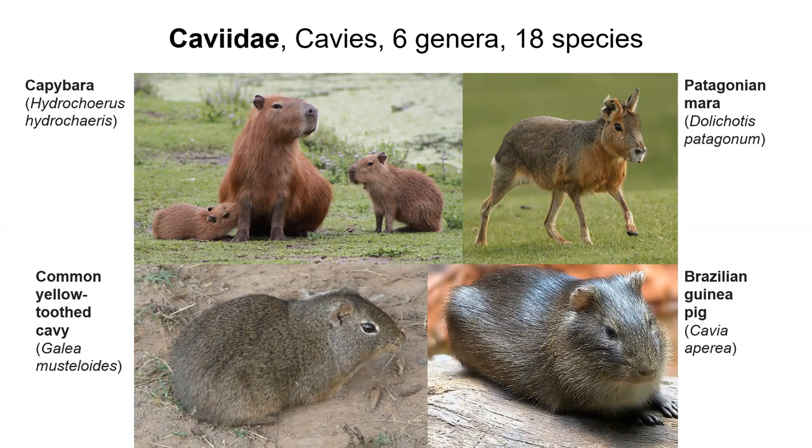South American biogeography and paleohistory is really fascinating. A lot of rodents fill niches of other species. So on the top two, capybara and the mara, those two are grazers that, in a sense, filled niches of what ungulates do here in North America. And then later, ungulates made their way to South America, but that's a different story.